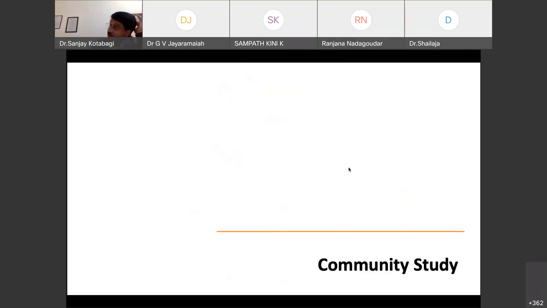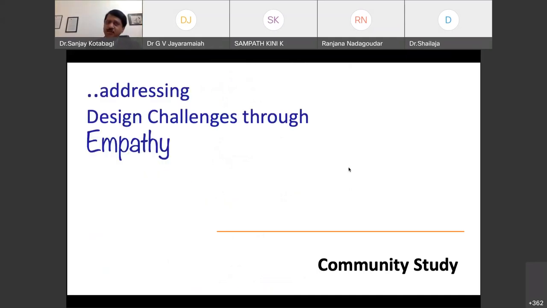So the question comes, what should we really do to make students capture a challenge from the place where they live, because they need to work on a small project. That is what is expected through this course. To realize the knowledge they have taken, they should work on a small project. How should they really do it? That is what we can call a community study through empathy.